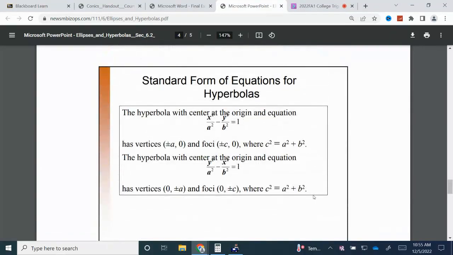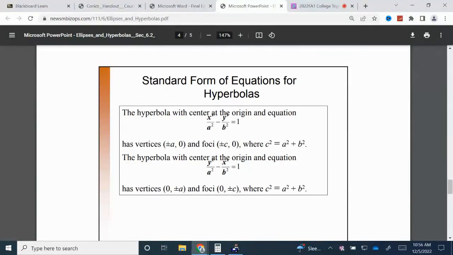Now we basically have two model forms. The hyperbola centered at the origin has this equation: x squared over a squared minus y squared over b squared equals 1. The vertices are located at plus or minus a comma 0. The foci are located at plus or minus c comma 0, where c squared is equal to a squared plus b squared. So notice that there is a difference.